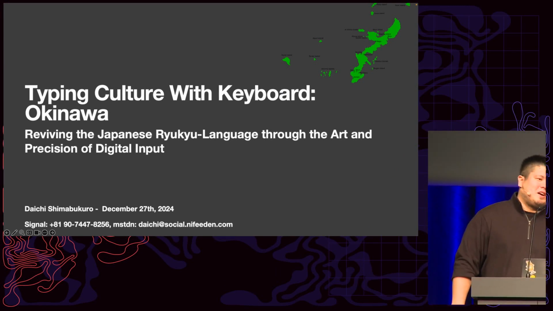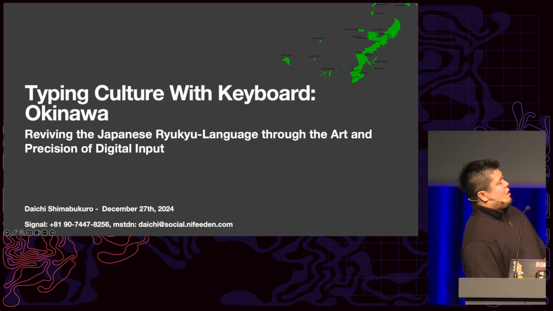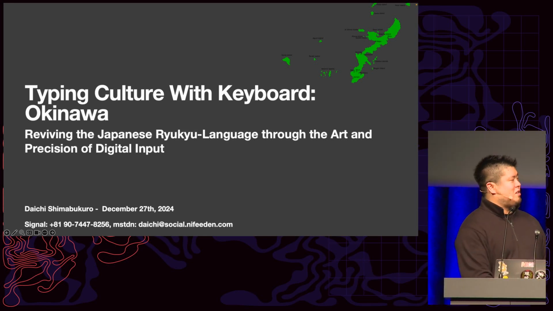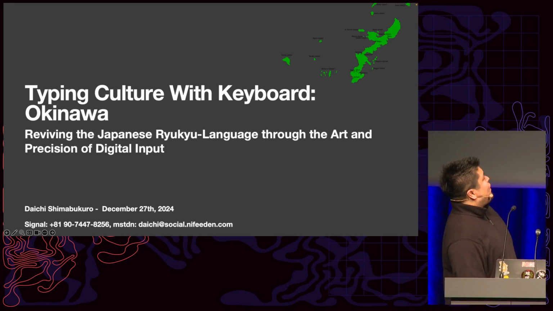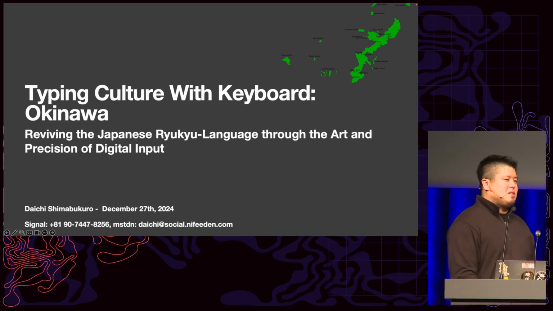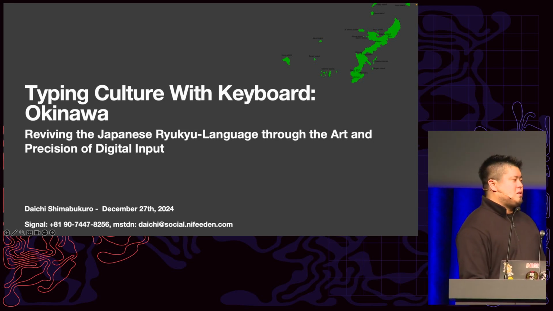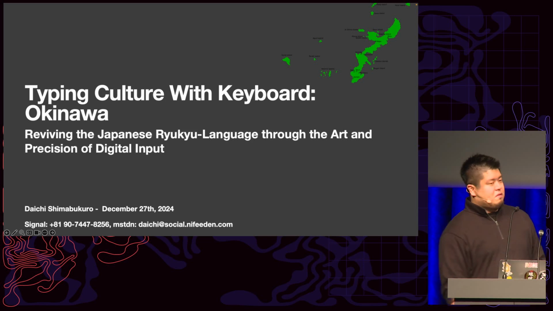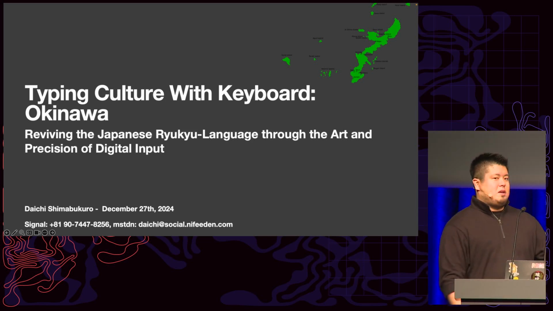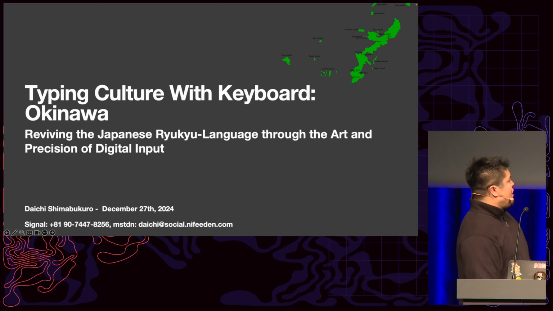My name is Daichi Shimabukuro. Shimabukuro is a typical Okinawan name. I'm not related to Jake Shimabukuro, the ukulele player, just for the record. What you see out there is a tiny little island in the south of Japan, and that's where I'm from. I spent 18 years of my life there, and I live now in Tokyo with my lovely husband, Sven, who sits at the back of the conference room.